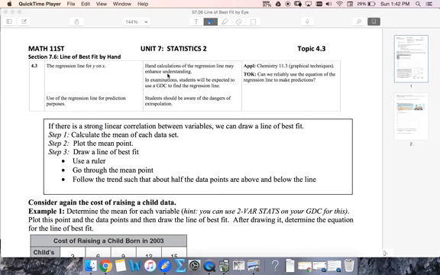So we're going to do a hand calculation. And then we've already looked once at how to use our GDC to do it, but we're going to look at that some more in the next video. And we're also going to talk about using our regression line for prediction purposes.